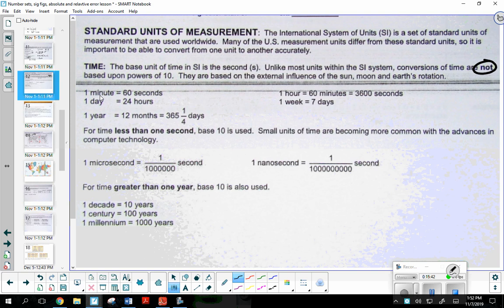And then we have a decade is 10 years, a century is 100 years, and of course a millennium is 1,000. Now, I've never actually seen one of these problems show up on the paper exam, but it is something we're going to go ahead and practice.